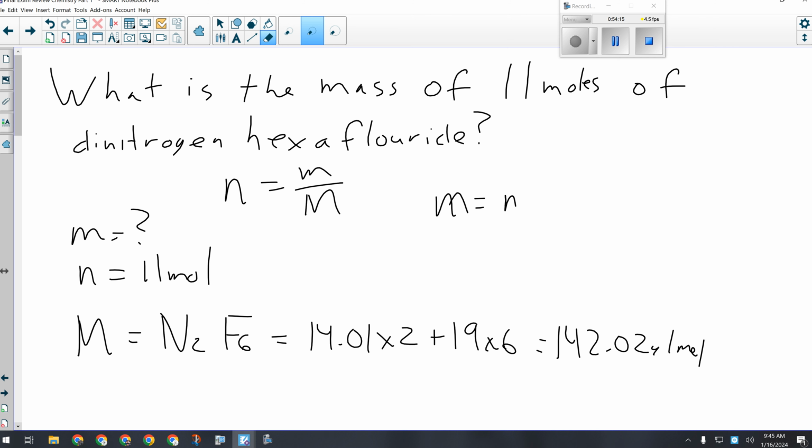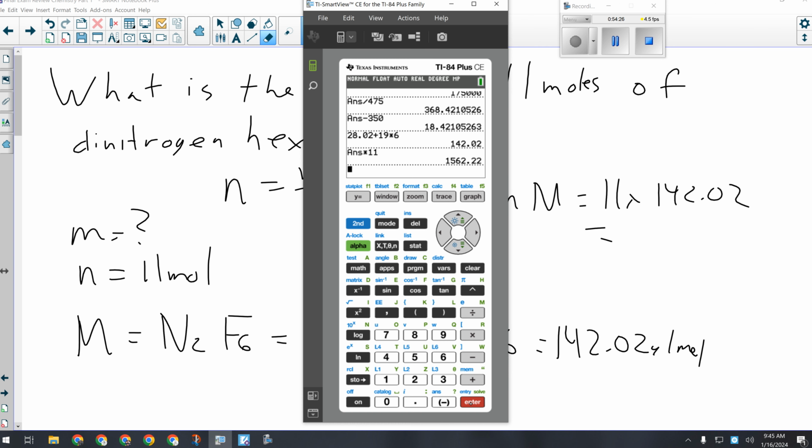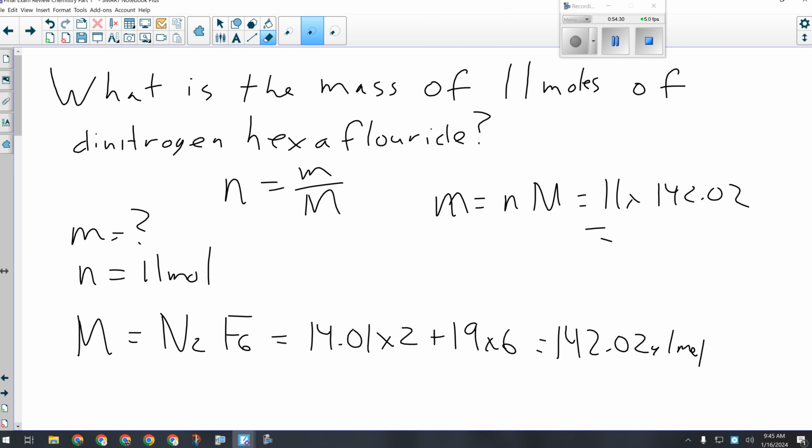All right, we've got to solve for M. So M is going to be n times big M. Okay, that'll be 11 times 142.02. All right, so we're looking at 1,562.22 grams. Okay, rounding that, times 10 to the power of 2 because there's only 2. Oh yeah, you could put 1.6 times 10 to the 2, or 10 to the 3, sorry, yeah.